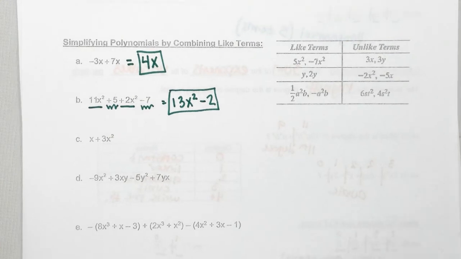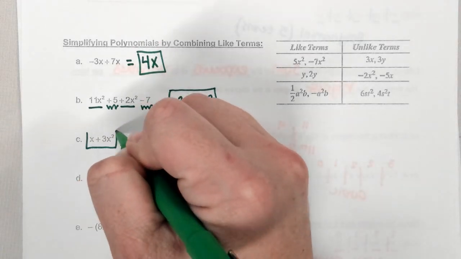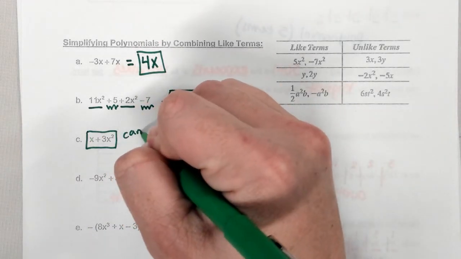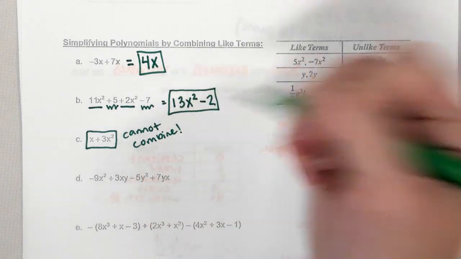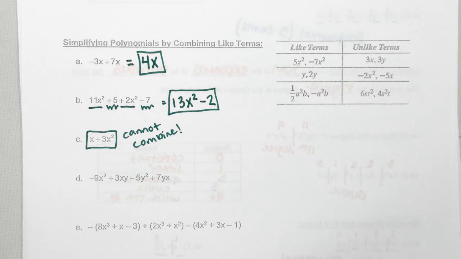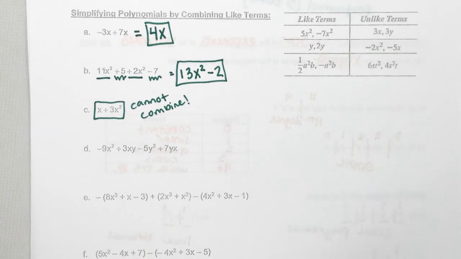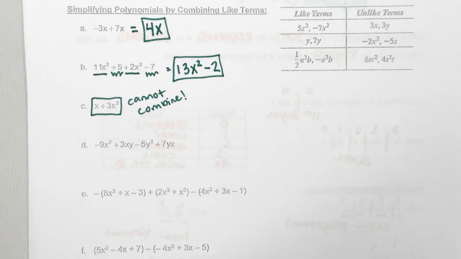Okay. What about C? Can you combine those? No, why not? So this is as simple as it gets. That's your answer. You cannot combine these. Okay. Look at D. What are your like terms? None of them.